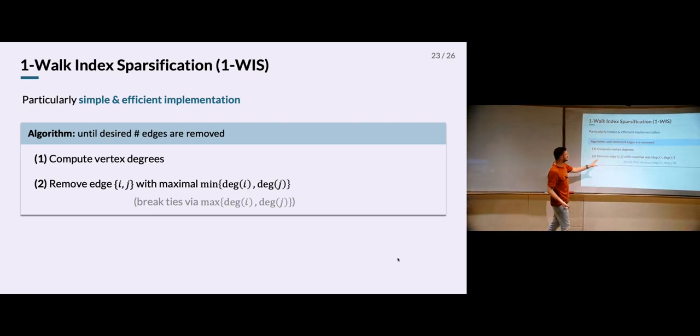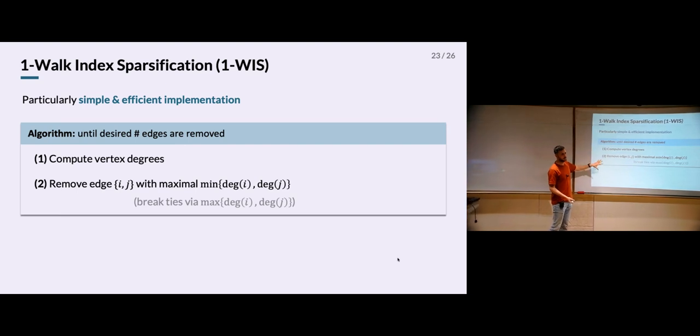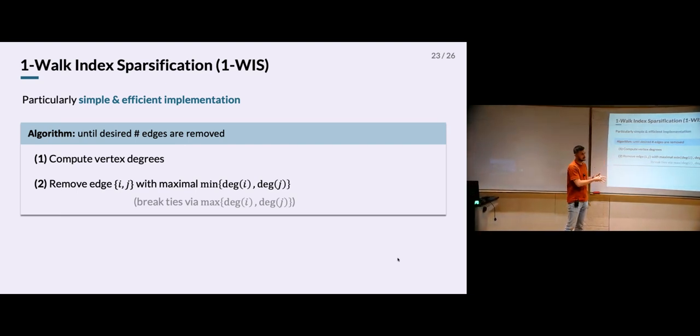This is equivalent to the algorithm that we saw before, where L is equal to 2. Okay, so this is compatible with depth 2 GNNs, but as we'll see, you can do this as a sort of efficient approximation for the higher order walk index sparsification algorithms. So we can use this for the sake of efficiency. Okay, and we're going to see next that it actually performs almost similarly.